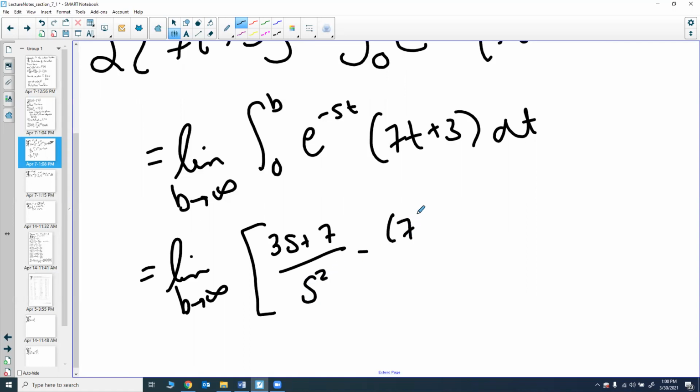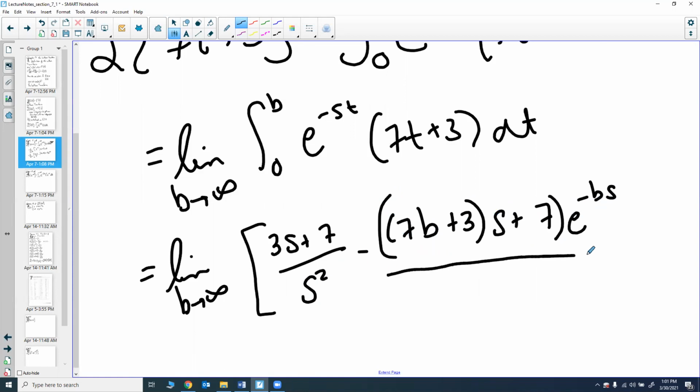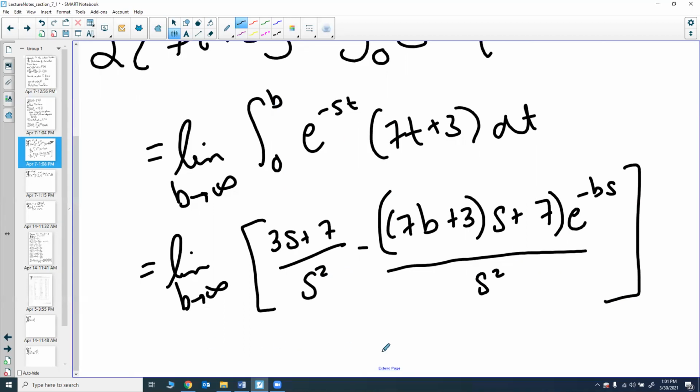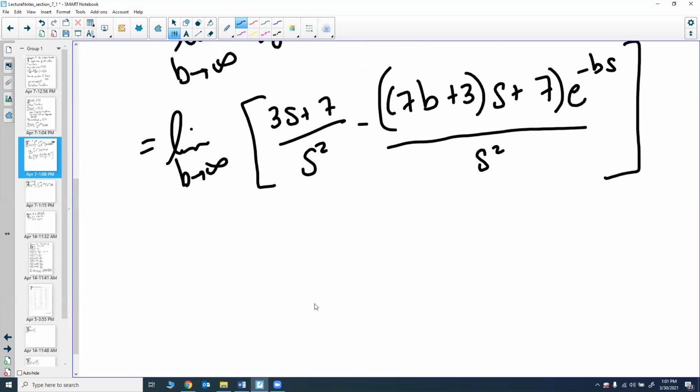minus (7bs plus 3s plus 7), and then this whole thing times e to the minus bs, all over s squared. So when you find this integral, of course, you're evaluating from 0 to b, and this is what you would end up with. When I do this limit now, I need to find out what this limit is.